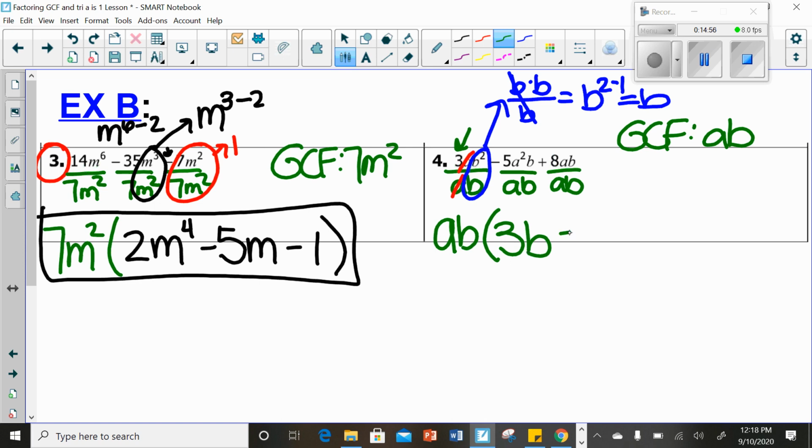Using that same reasoning, we have a minus 5, we see that our B's will cancel out, and we have an A squared divided by A, which becomes A to the second power in the top minus the 1 in the bottom gives us just an A. So then we have just a 5A here. And then with our 8, we have a plus 8. And our A's cancel out and our B's cancel out. So it's just plus 8 for that last term.